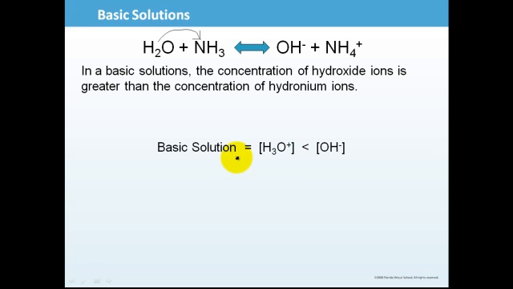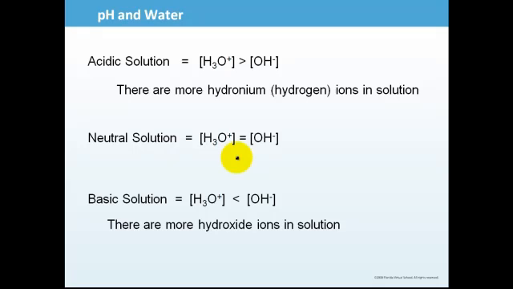So you can almost kind of think of it like a teeter-totter between those two ions. When it's perfectly balanced between the two, we have a neutral solution. If it goes one way or the other, so if the hydronium goes up and the hydroxide goes down, we're going to end up with an acidic solution. If it goes the other way, the hydroxide goes up and the hydronium goes down, then we end up with a basic solution. Okay, so here's just kind of a summary of everything we were just talking about. Acidic, more hydronium. Neutral, they're equal. Basic, more hydroxide. Okay?